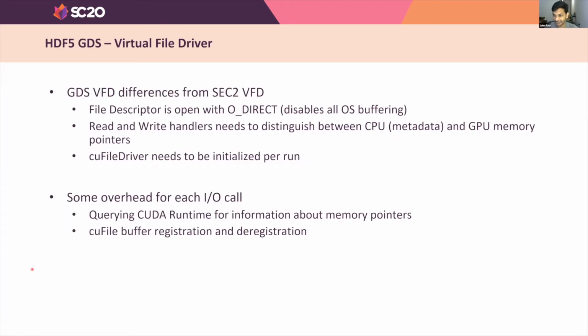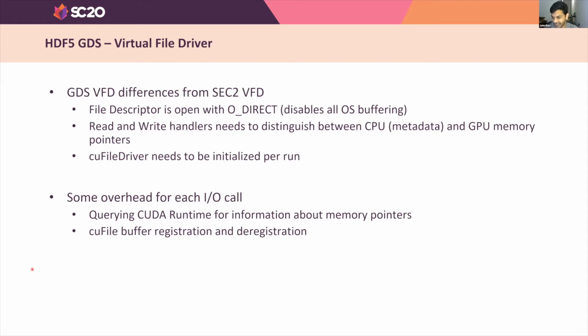The main differences between this GDS VFD and the Sec2 VFD is that the file descriptor has to be opened with O_DIRECT. And as I said, this disables all OS buffering, and this is one of the requirements to take advantage of the GDS API. Another thing is that the read and write handlers need to distinguish between the CPU memory and the GPU memory, mainly because currently HDF5's metadata is still stored in CPU memory. So you're still doing some operations to the host memory when you're transferring data to the GPU memory.